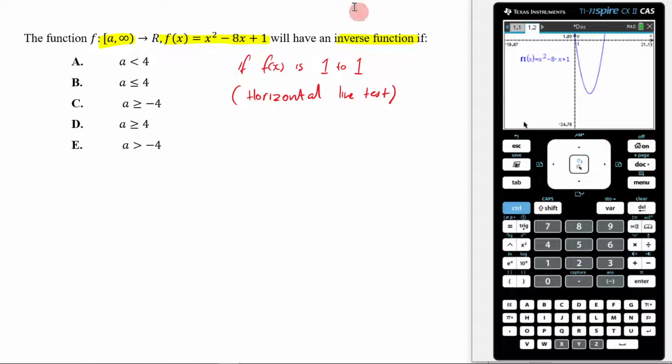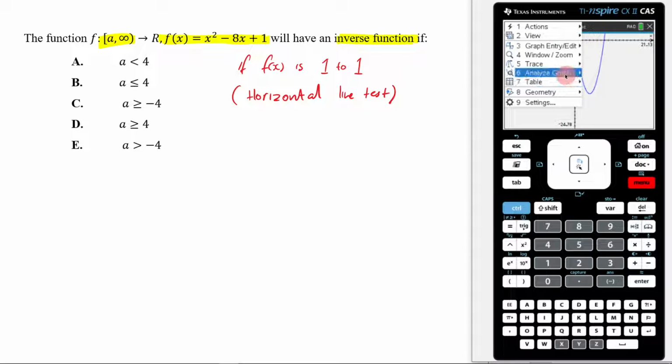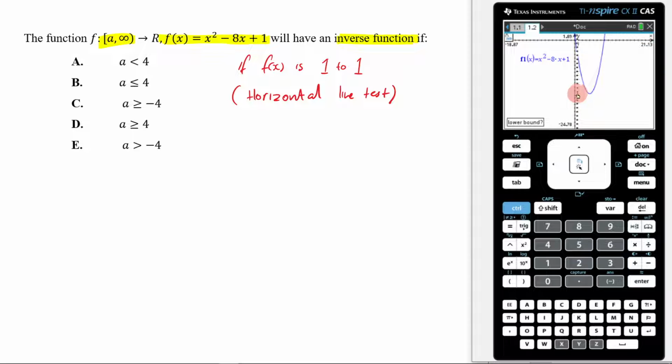Now, as you can see, this is what the graph looks like, and we need to figure out where it would be 1 to 1. Hopefully you can see at the moment, if I was to draw a horizontal line through this, I'm definitely going to touch it twice, aren't I? So I'm going to have to really consider what this minimum value is here. So let's just do that. Let's go menu, analyze, minimum from here to here. As you can see, the minimum value is 4.